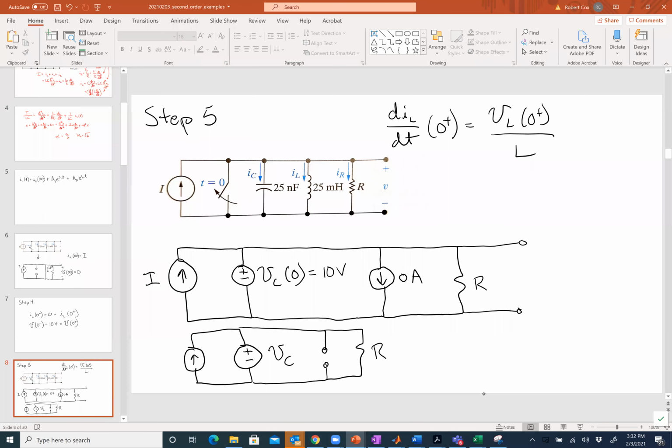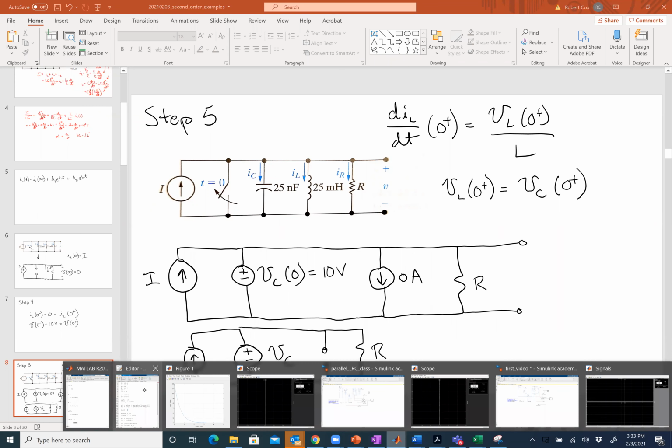So what is VL of 0+? I want to say, wouldn't it be VC over R? Well, you're close. I'm looking for the voltage across the inductor. What's the voltage going to be? Just VC of 0+. Yes, right. The voltage across the inductor is the same as the voltage across the capacitor. So I have everything I need right now to get the initial condition on that inductor current derivative. That's what we're trying to get.